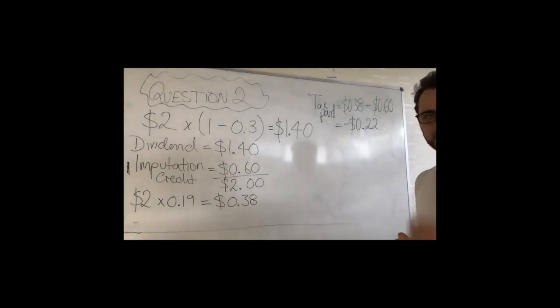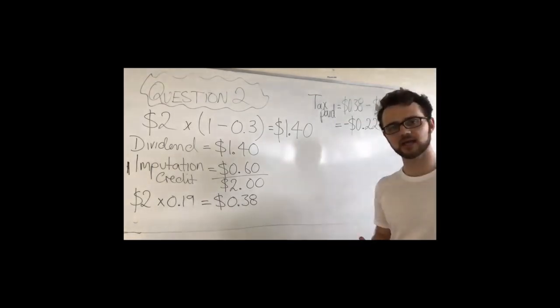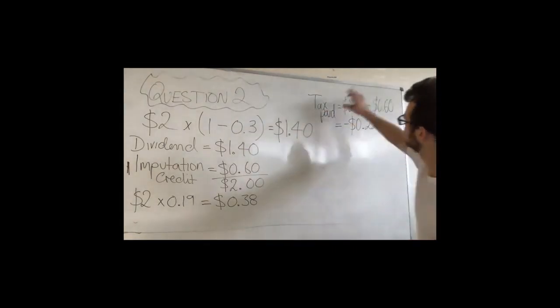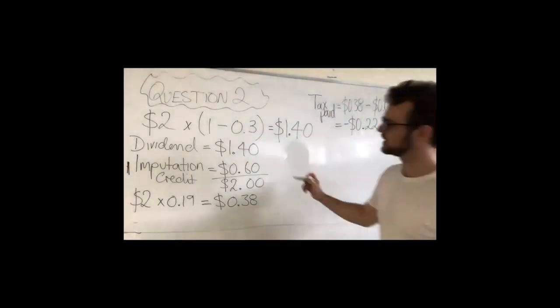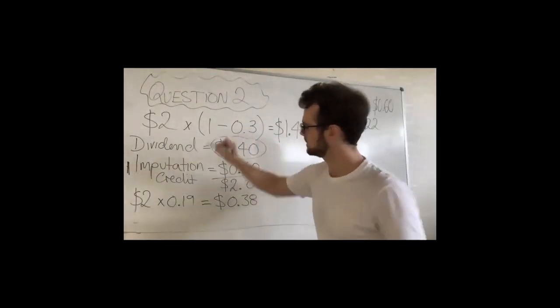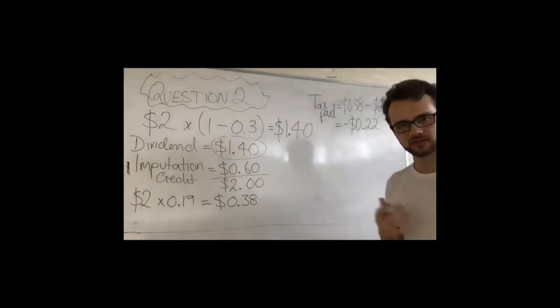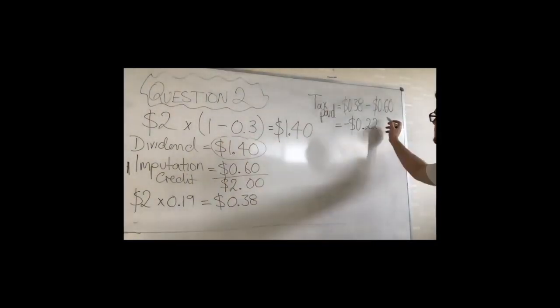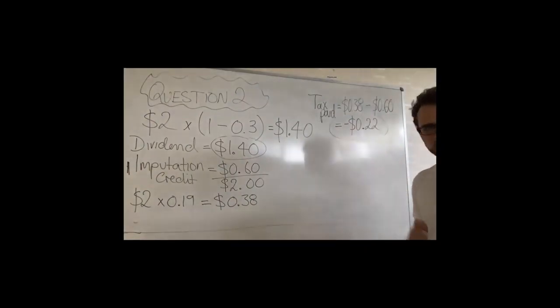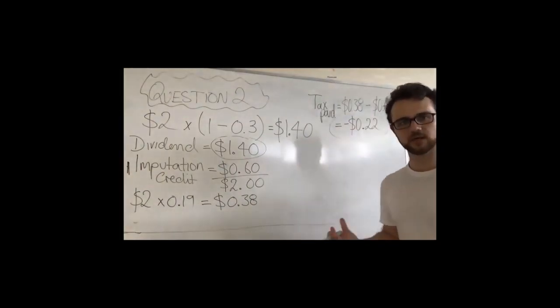So how much tax has essentially been paid in this scenario? Well, what we're left with at the end of the day in our bank account, after we've gone through all of this, is the $1.40 that the company gave us in the dividend and the tax refund that the tax office gave us. That's what we're left with.